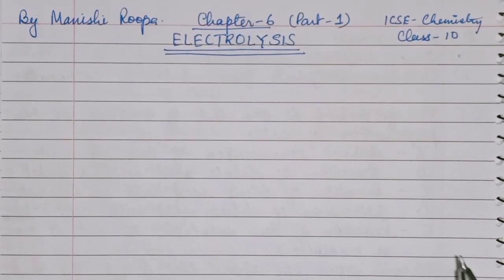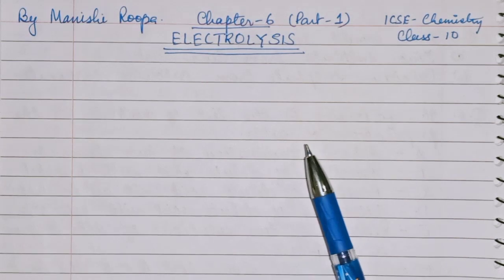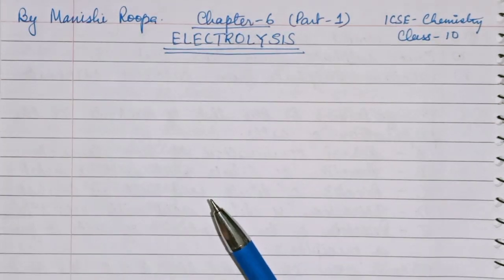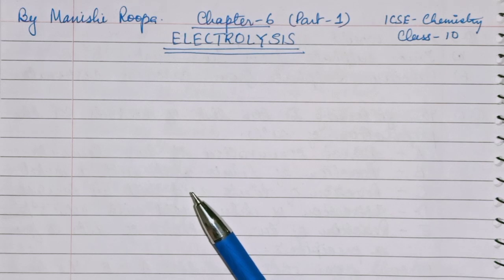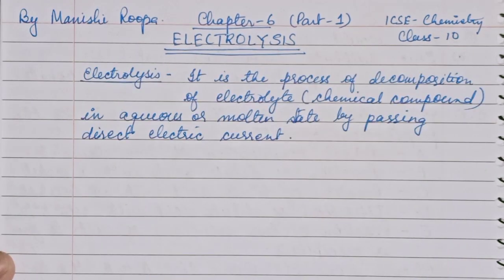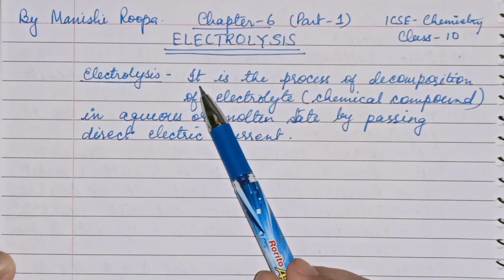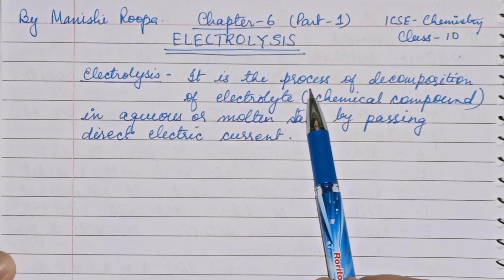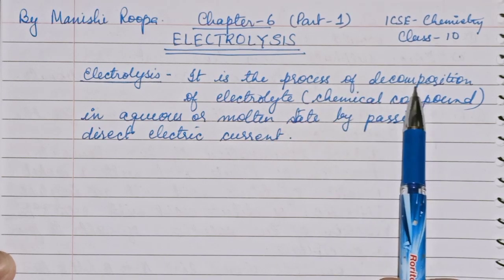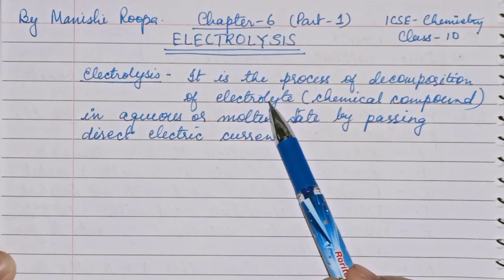Hello children, I am here again with another chapter of chemistry, class 10th, and that is electrolysis. Now, what is electrolysis? Let's begin with that. Now see, the definition of electrolysis is: it is the process of decomposition of an electrolyte.